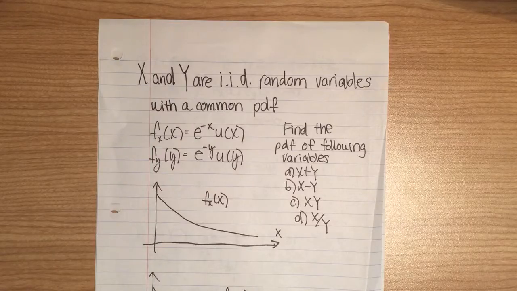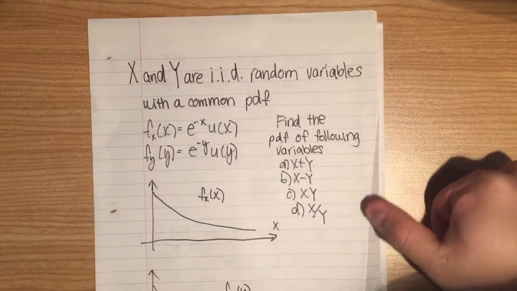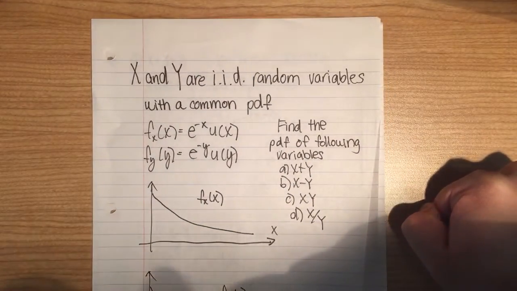Hey, so this is problem number 2 of homework number 6. X and Y are IID random variables. IID stands for independent and identically distributed random variables with a common PDF, probability density function.